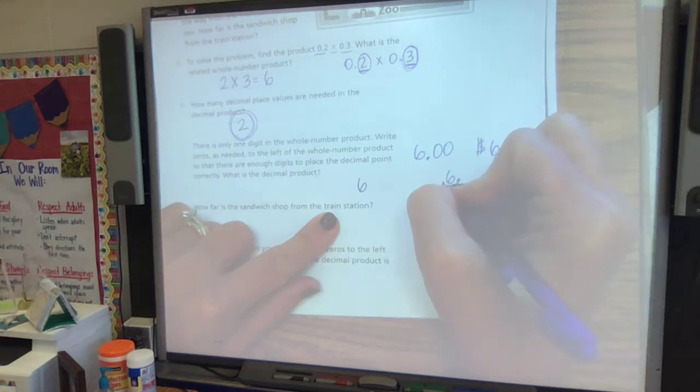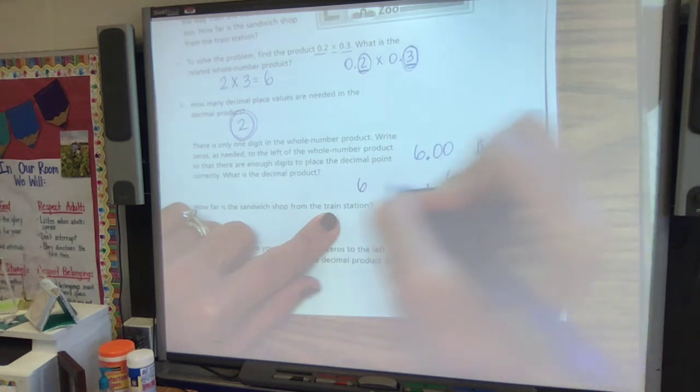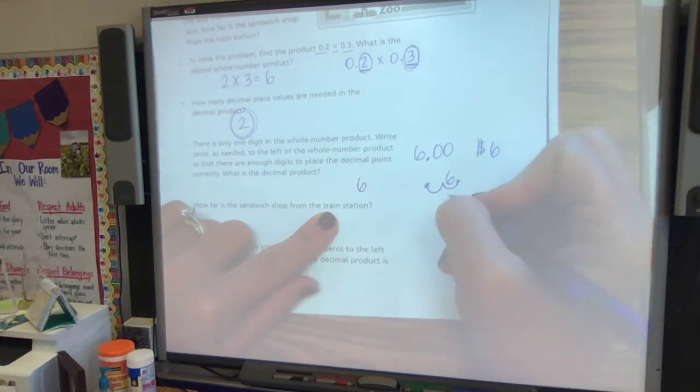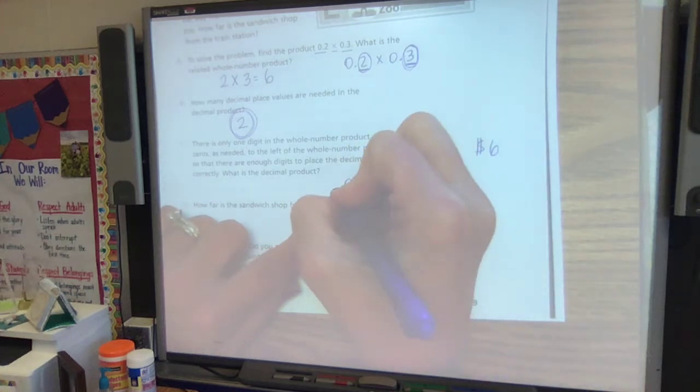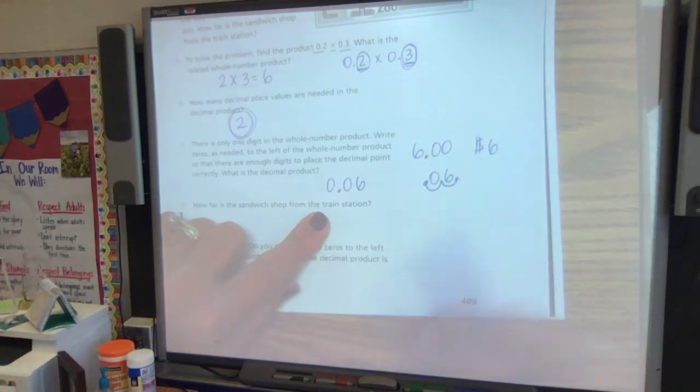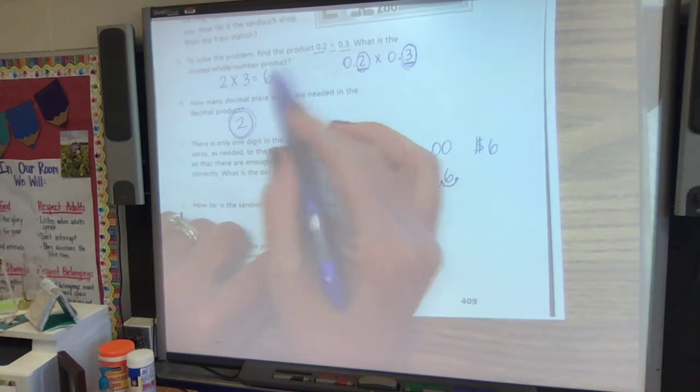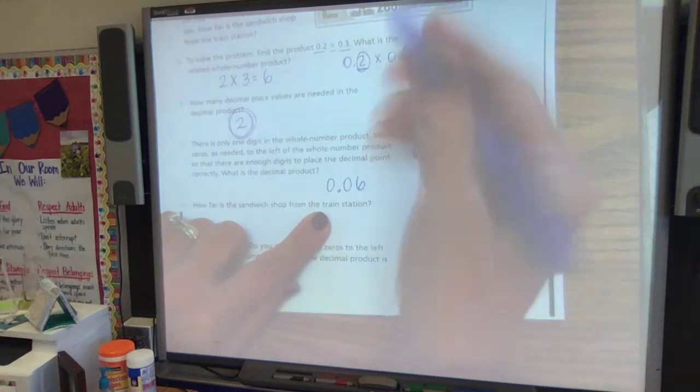Our decimal moves 2 place values, 1, 2. When I do that, it puts my decimal here, and I have to put a 0 for that placeholder. So actually that amount is 6/100ths, and it would look like this, 6/100ths. When I did my whole number, 2 times 3, I knew it was 6.